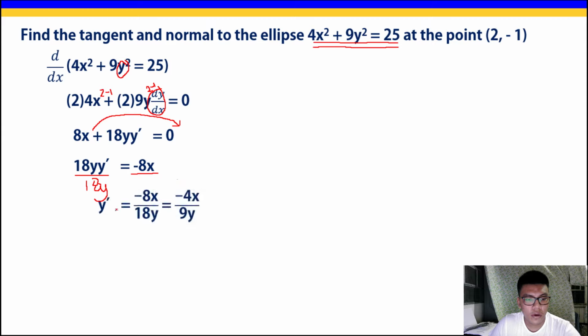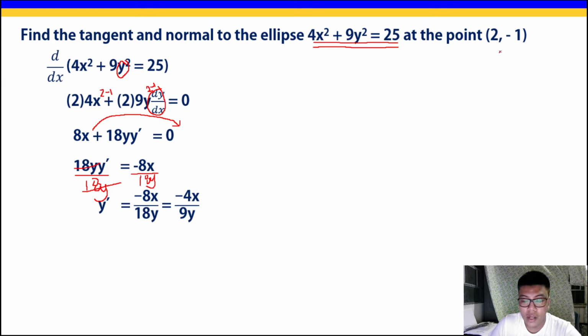Okay, meron tayo ngayong, dinivide lang natin both sides, 18y. So, we have y prime is equal to negative 8x all over 18y. So, simplifying that, common factor nila ay 2. So, pwede natin alisin yun, ano? So, negative 8 divided by 2, we have negative 4x over 18 divided by 2, that is 9y, ano? So, meron tayo ngayong y sub 1 is equal to negative 4x all over 9y.